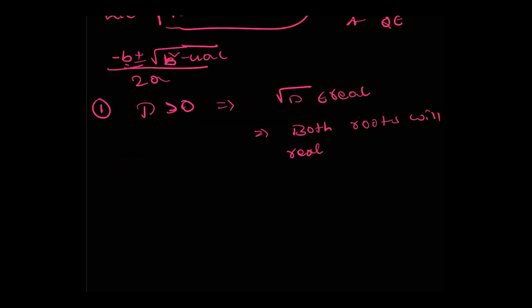Now, case 2. D equals to 0. That implies root D equals to 0. That implies there is a unique root for the quadratic equation. Means both roots are equal. Means there is only one root for the quadratic equation ax square plus bx plus c equals to 0.